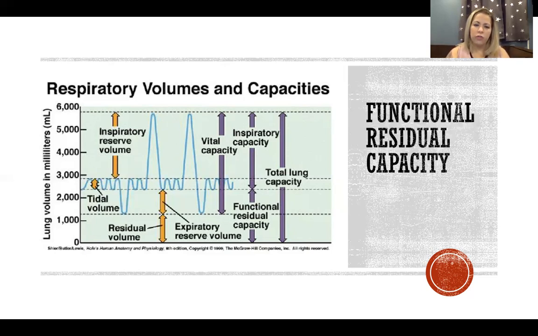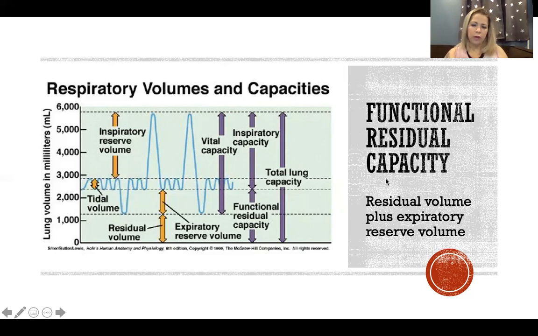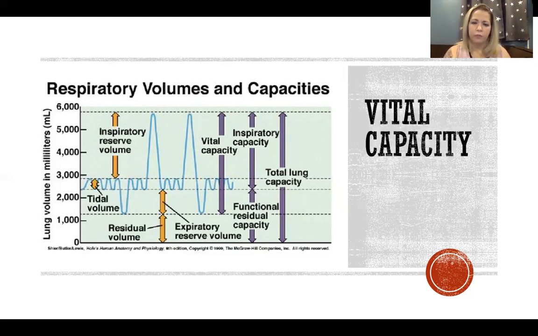The functional residual capacity we see down here. That's the residual volume plus the expiratory reserve volume. When we exhale during normal tidal breathing, the functional residual capacity is how much air is left in the lungs that we could potentially push out, although we know the residual is not going anywhere.